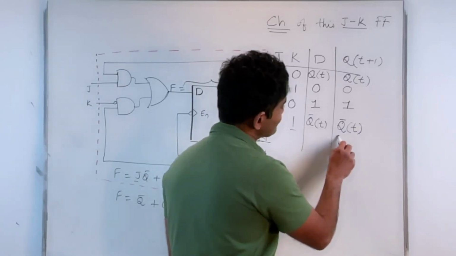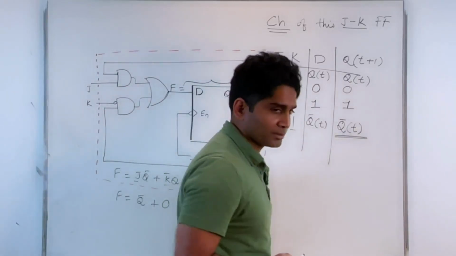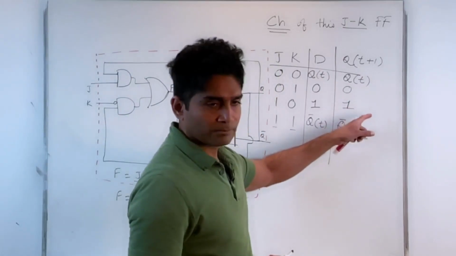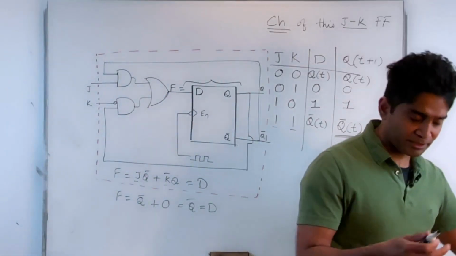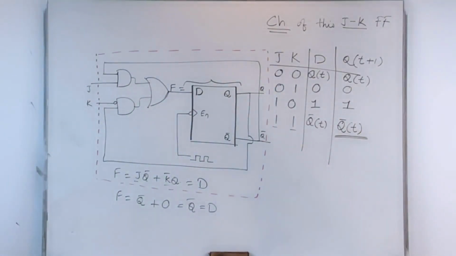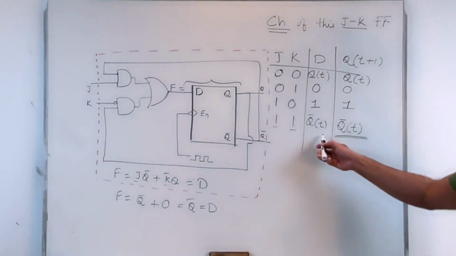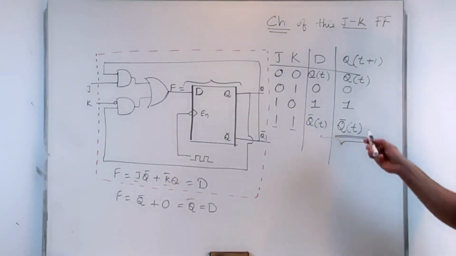Now what does this mean really? Because that's important. We have seen this before. Particularly for the SR flip-flop, we had seen those states before, but we have not seen this before. What does that indicate?